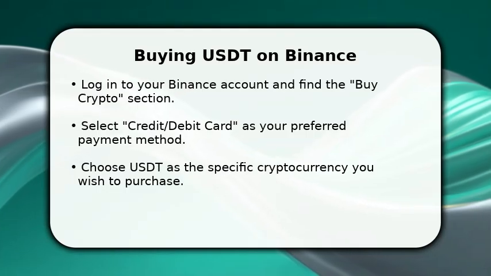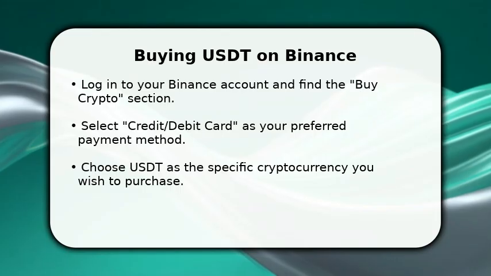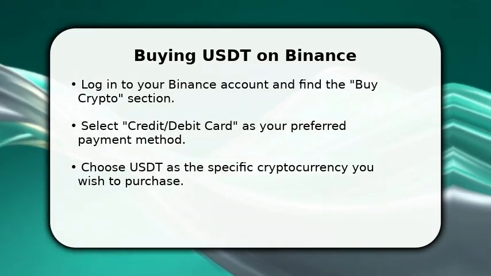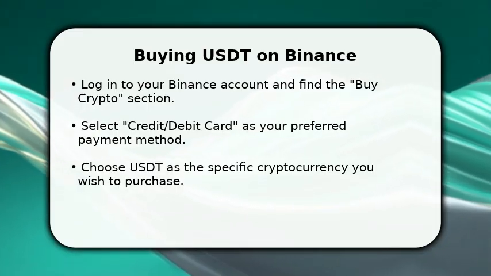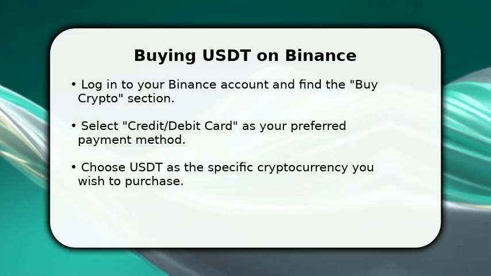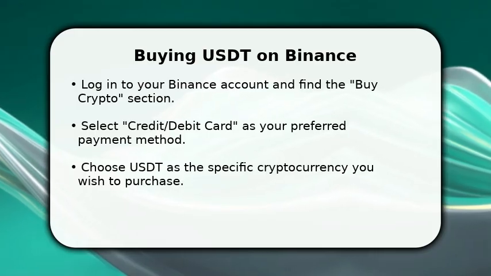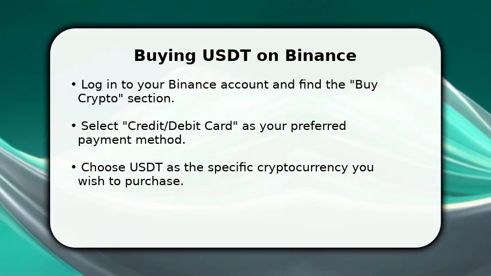Enjoy the video. In this video, I will show you how to buy USD on Binance using your Visa card. First, log into your Binance account and navigate to the Buy Crypto section. From there, select credit/debit card as your payment method. Next, choose USD as the cryptocurrency you want to acquire. Finally, input the amount of fiat currency, like US dollars or euros, you wish to spend.